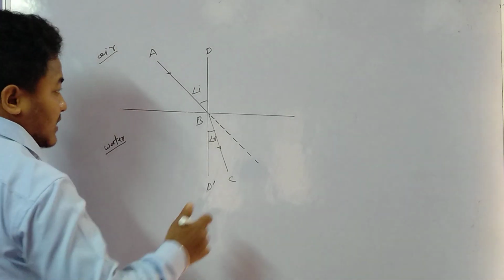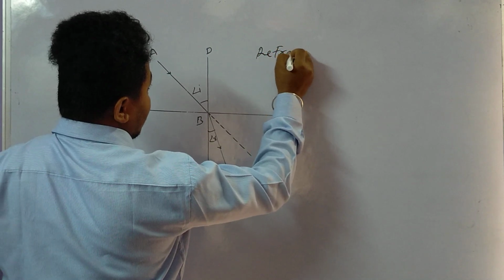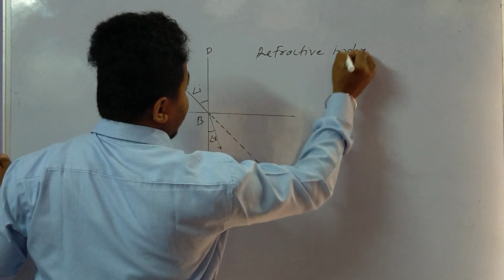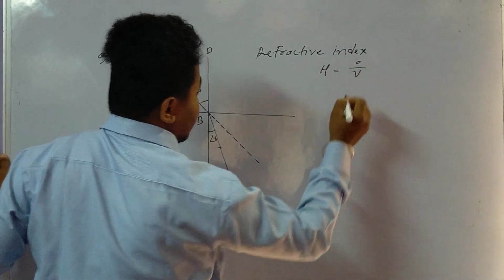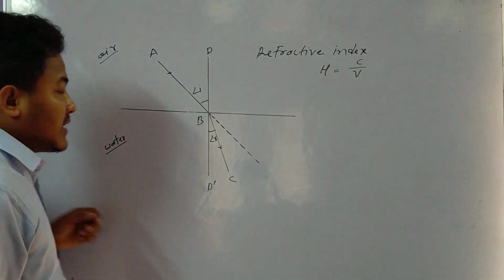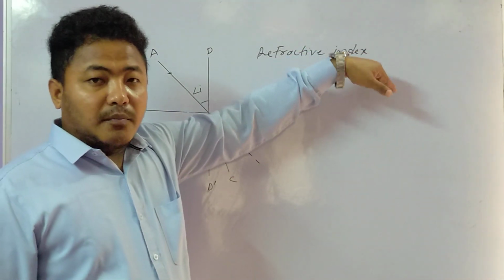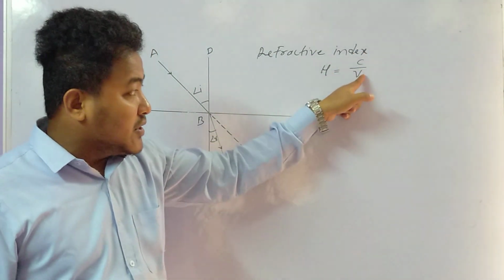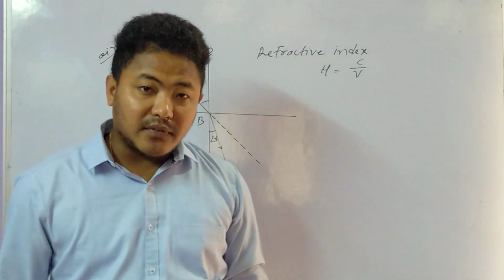Before that, I am telling you one thing. You have found refractive index. Refractive index is expressed as mu, that is equal to c by v. That is, the ratio between the speed of light in vacuum and the speed of light in that particular medium is called refractive index.